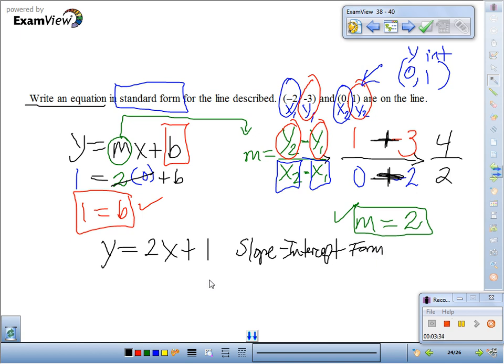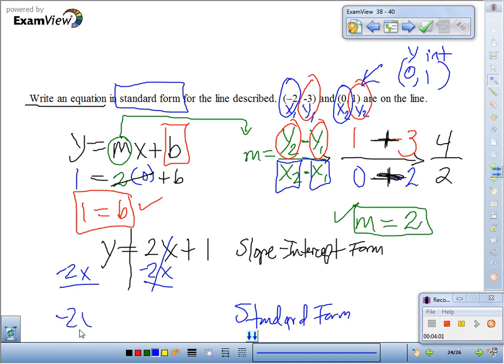Which means I need to do one more step so I can get at the end what? Standard form. And if you can remember, standard form is when we have the x and the y on the same side. So what do I need to do to this equation to get that? That is correct. We subtract 2x, subtract 2x. So we're left with -2x plus y equals 1. Is this standard form? Yes. Now we are done.